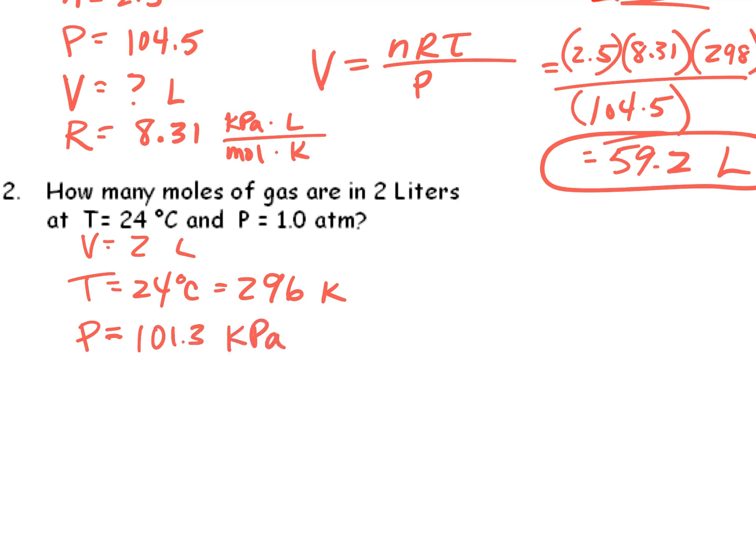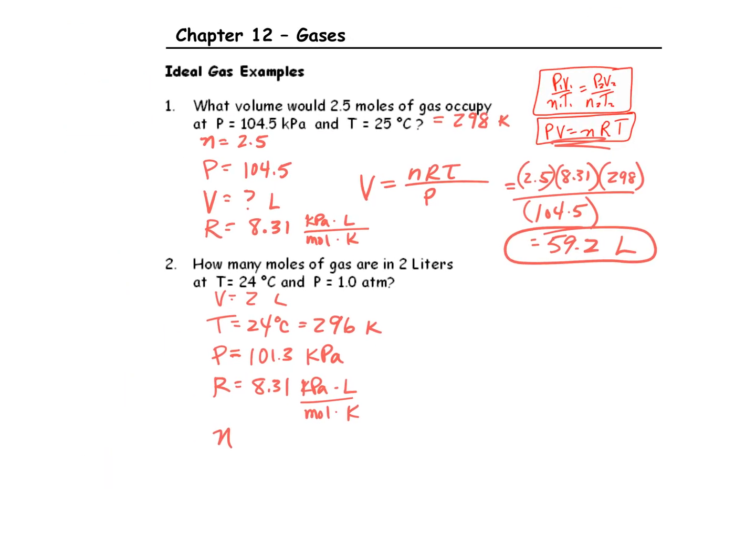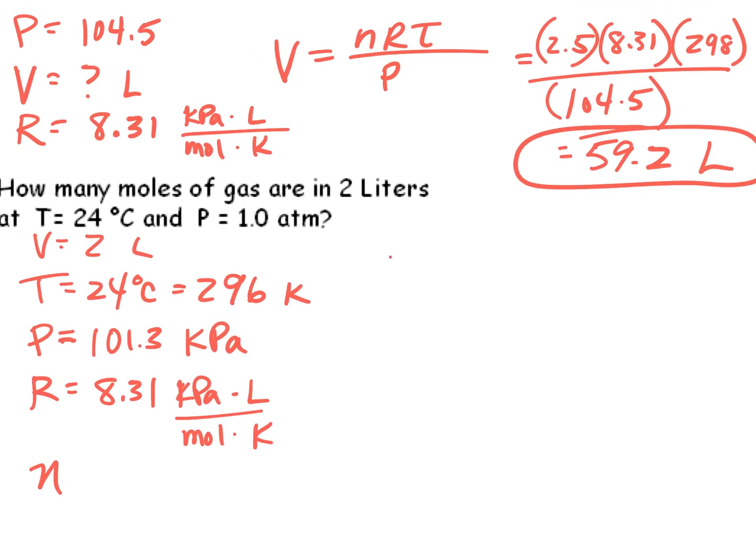Well, let's convert it into that so we can use 8.31. And then R is our ideal gas constant, 8.31 kPa times liters divided by moles divided by Kelvin. All right, we are then left to solve for N. Now, using the ideal gas law, PV equals nRT, solving for N would be equal to PV divided by RT.